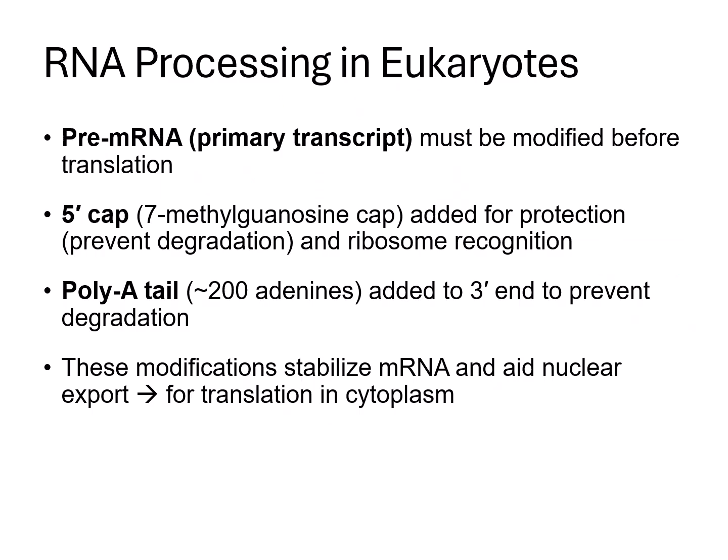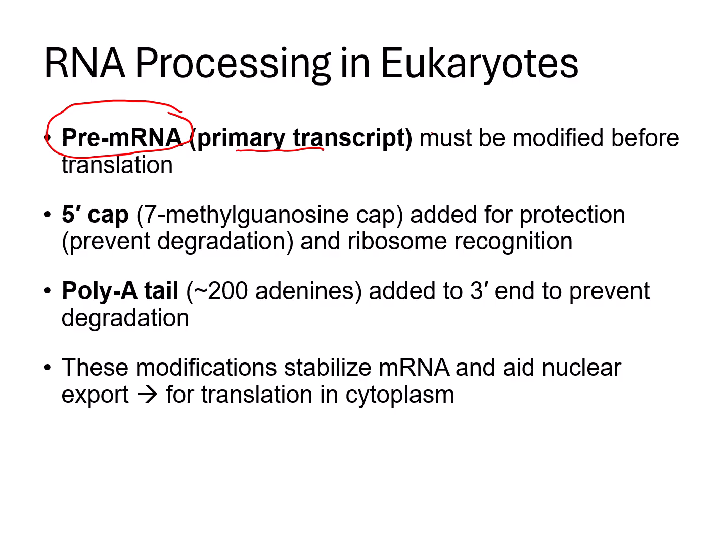Unlike prokaryotes like bacteria, where as soon as messenger RNA is created, you can translate that into protein, in eukaryotes, we have to undergo several steps of RNA processing. So the first thing that is created in eukaryotes is actually pre-messenger RNA. That is the primary transcript, or the RNA molecule that was created from the DNA template.